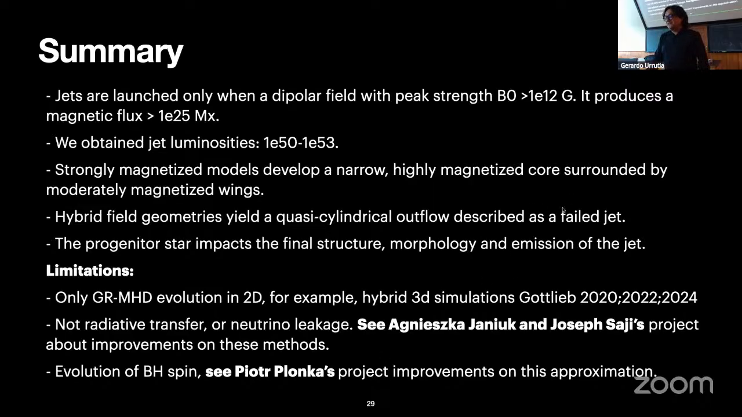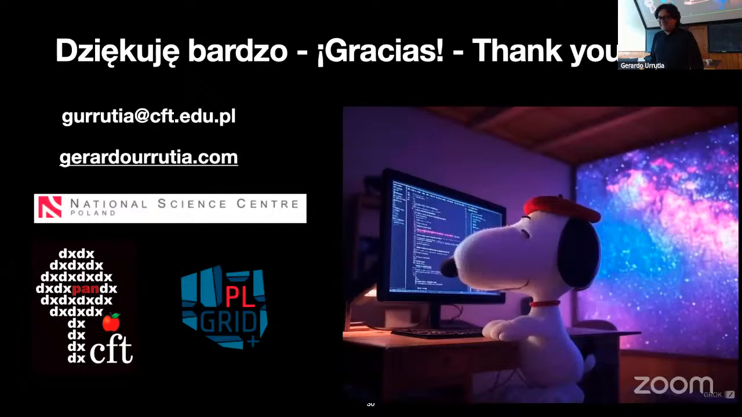We have some limitations for this study. It's only 2D, but we are now looking to perform 3D models. Also, we don't have radiative transfer, but a new work is coming soon for solving neutrino leakage, for example. And also, I want to say that the evolution of the black hole spin here is constant, but my colleague Piotr is working on that. So thank you very much for having me, and thank you.